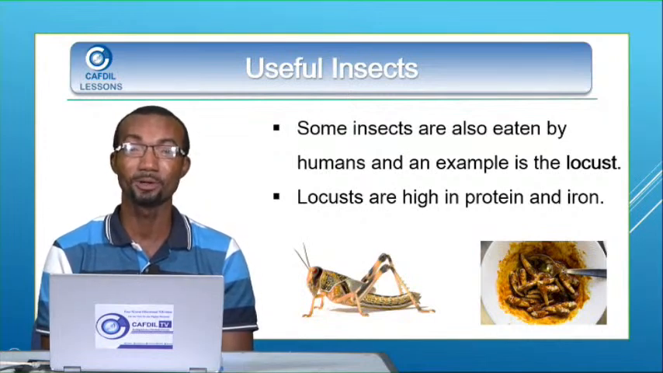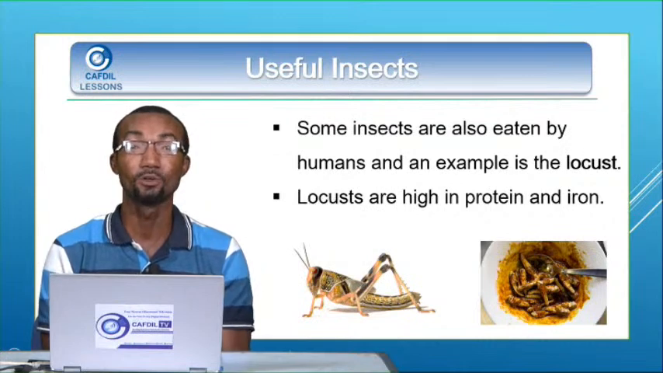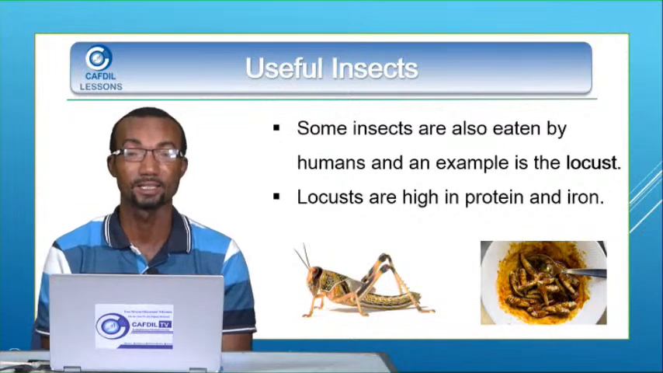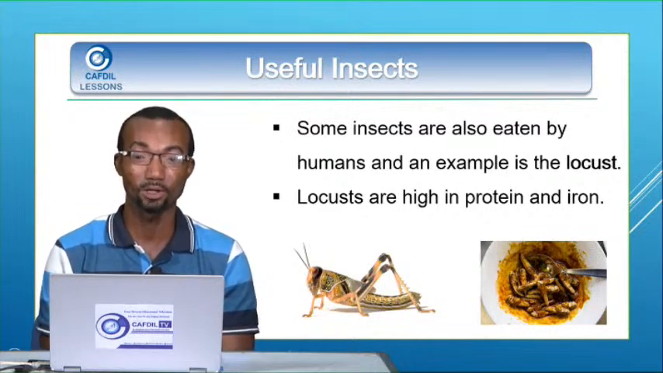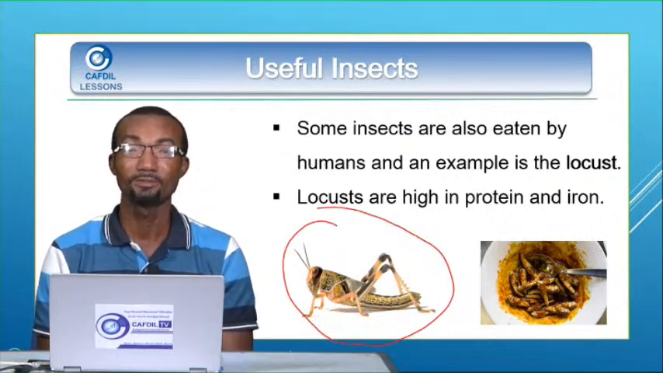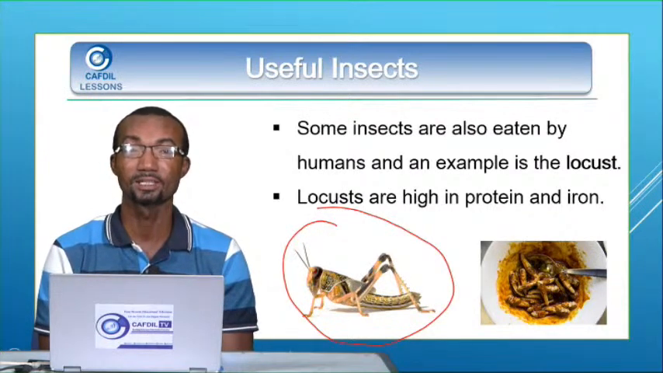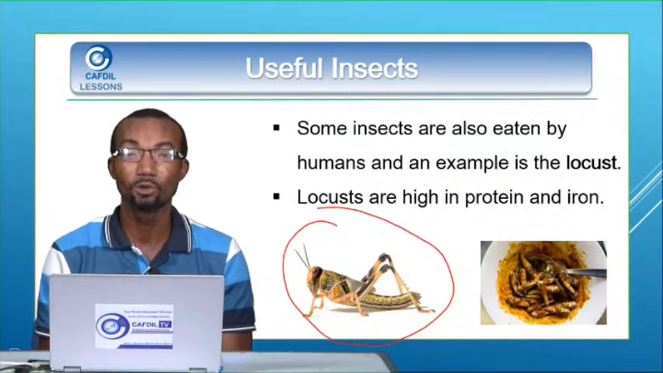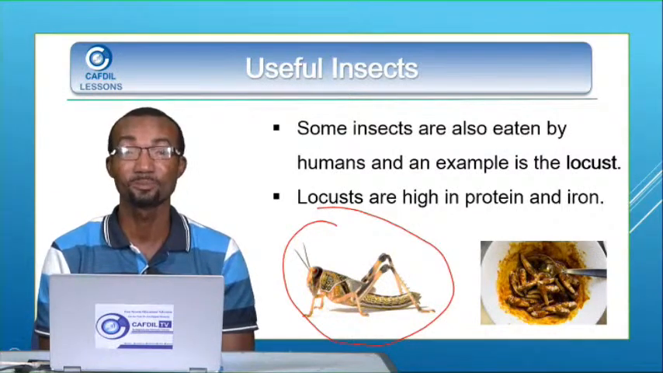If you read the Bible, according to Matthew 3 verse 4, John the Baptist in the wilderness was eating honey and then locust as food. And all this food is coming from what? Insects. The locusts that we see on our screen here have high protein and iron content. According to science, the protein that the locust contains is about 75%.